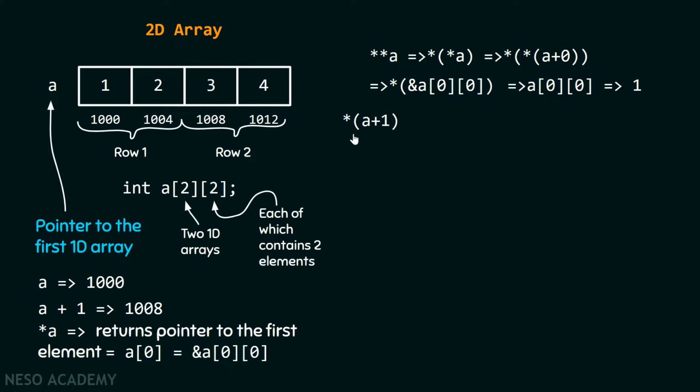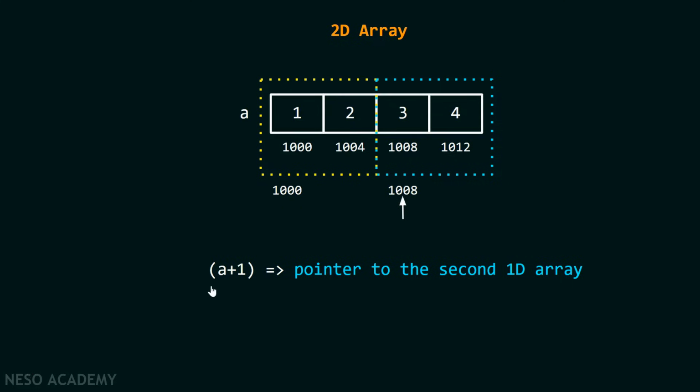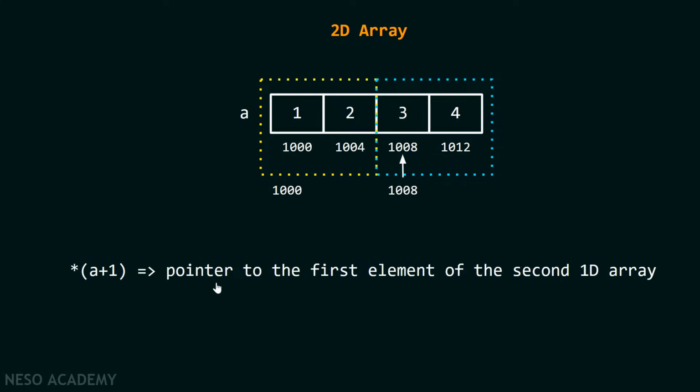Now, what happens if I write something like this? *(A+1). We already know that A is the pointer to the first one-dimensional array. If I add 1 to it, then it gives me the pointer to the second one-dimensional array. Now if I put star in front of it, then it gives me the pointer to the first element of the second one-dimensional array. Because A+1 is the pointer to the second one-dimensional array, right? And if you put a star, then we go inside this region, and what we see is the address of the first element of the second one-dimensional array. So that is what we get after this.